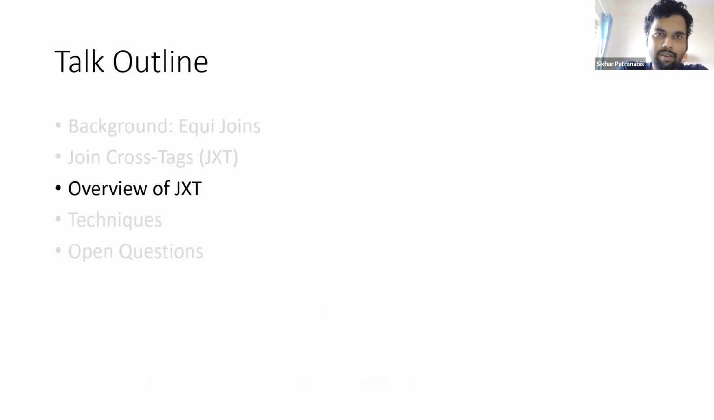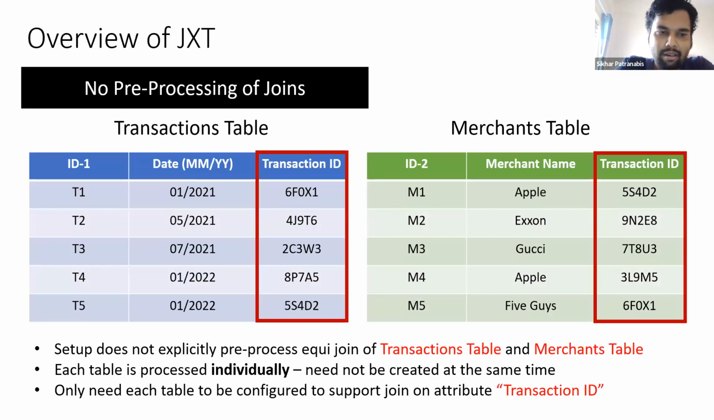So now I'll provide a brief overview of the features of JXT. As I already mentioned, one of the most attractive features of JXT is that when processing the transactions table and the merchants table at setup, you do not need to explicitly pre-process the equijoin of these two tables. You can process them individually. In fact, these tables can be set up and created independently. They don't even need to exist at the same point in time. It is only needed that when creating these tables, we designate that transaction ID is a join attribute over which the transactions table can be joined with any other table that also has transaction ID as an attribute. Then the same for the merchants table.